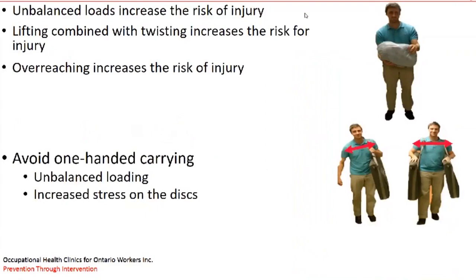Unbalanced loading also increases the risk of injury. Lifting combined with twisting increases the risk for injury. Of course, overreaching also increases the risk. An unbalanced load, you want to try and maybe perhaps put it inside an object so it's equally balanced and not moving. You also want to avoid one-handed carrying because once again, you're in an unbalanced position and it increases stresses on the discs.